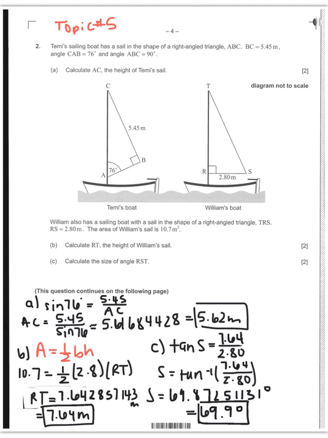Question number 2 is from topic 5, it's trigonometry. So they give us two boats with some triangular shaped sails. Both triangles are right triangles. And then they give us some lengths and angles. So part A wants us to find side AC. So they give us an angle and they give us a side.